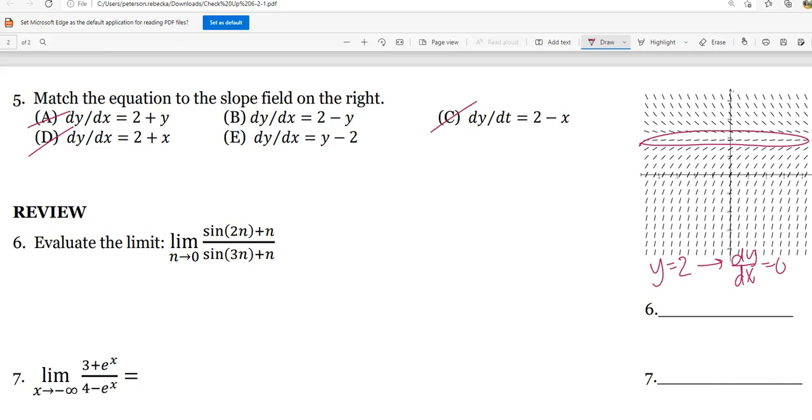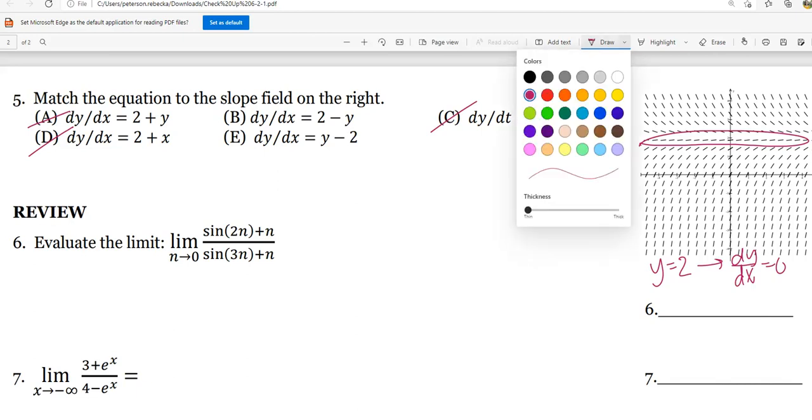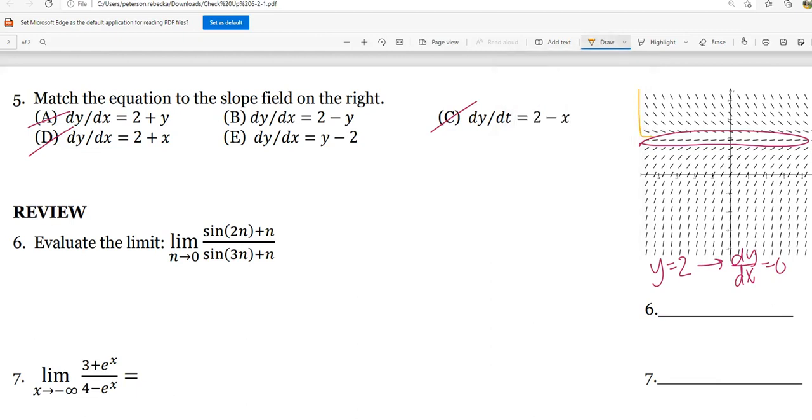All right, so now we can notice that if I pick y values greater than 2, up here, all your slopes are negative, okay? So that means we need B, because if I pick like 3 for y, then I get a negative dy/dx, right? So we can do that. We can say, pick the point like (0, 3). We should get dy/dx is negative, and that is the case for B, but not E.